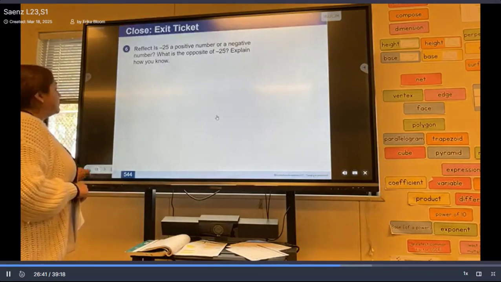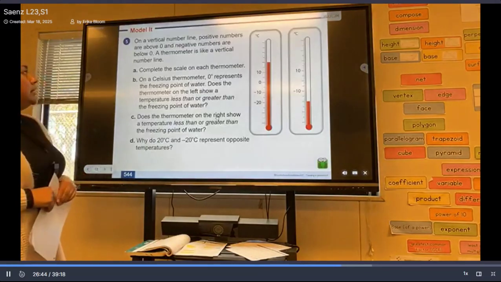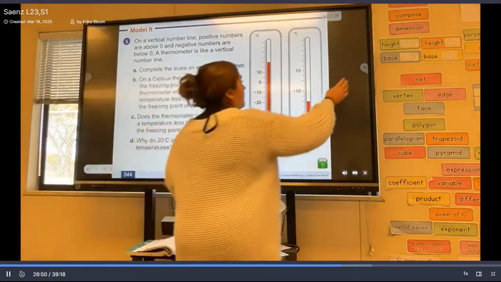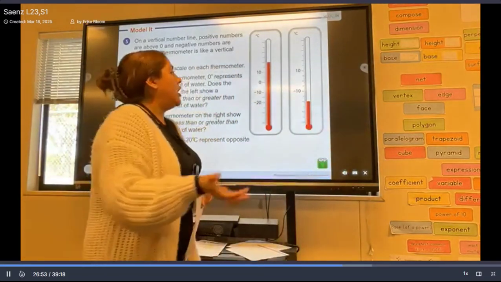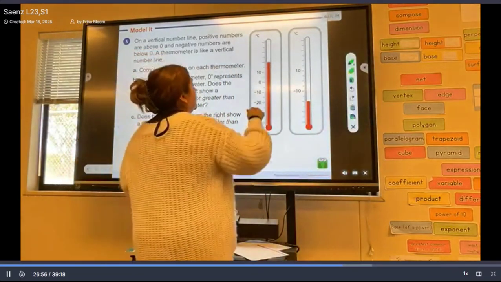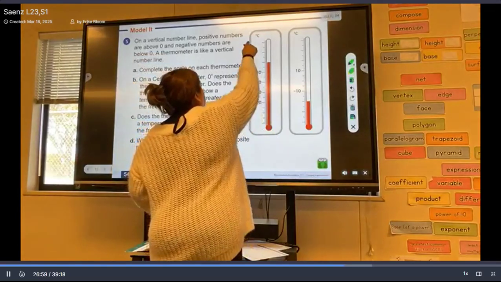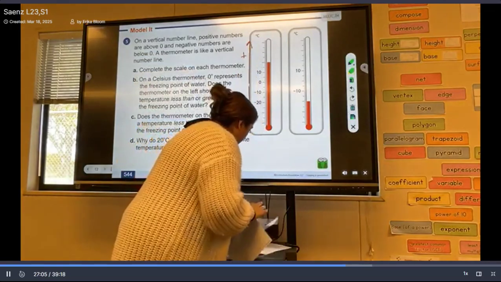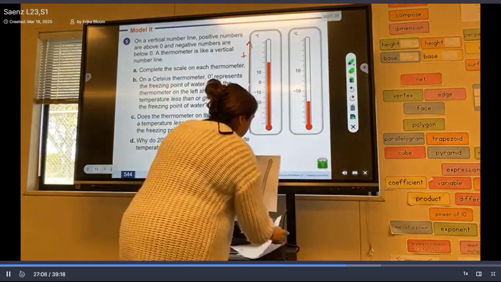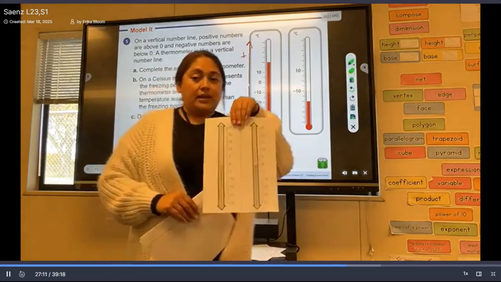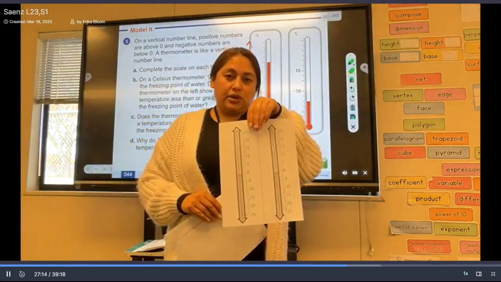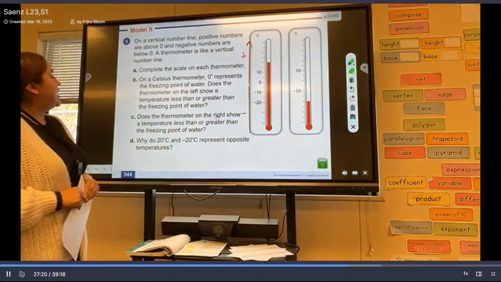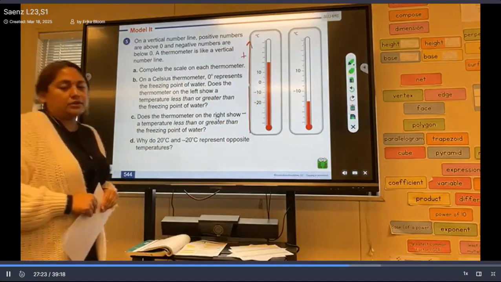Here it says, on a vertical number line, positive numbers are above 0 and negative numbers are below 0. So if I come back over here, what you could also do if you need to is label it, indicating that numbers above 0 are positive, while numbers below 0 are negative. Now also, you could go back and reference the worksheet or the resource paper that I provided. That also indicates which direction is positive, which direction is negative. Okay? And it says a thermometer is like a vertical number line. So vertical just means going up and down.